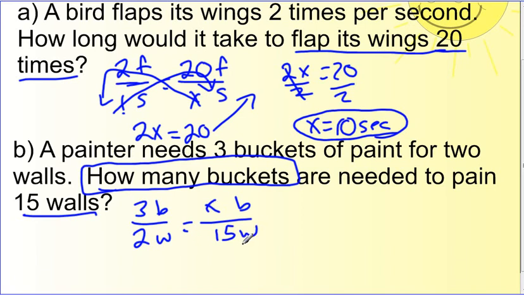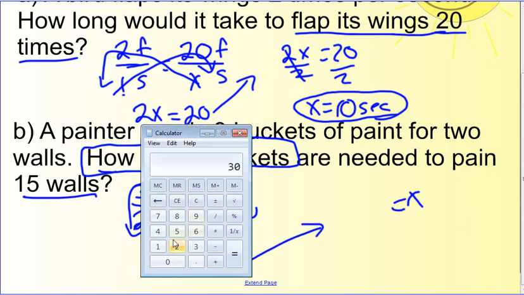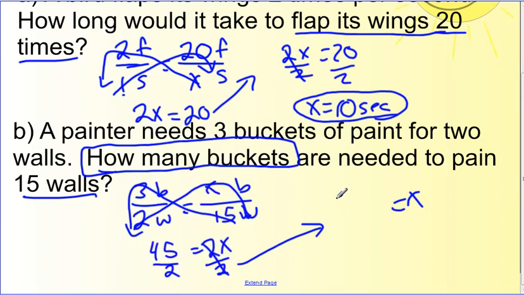Now we cross multiply. 15 times 3 is 45. 2 times x is 2x. We need to divide by 2. Divide by 2. These cancel. We get x equals 45 divided by 2 is 22.5. And that is 22.5 buckets.